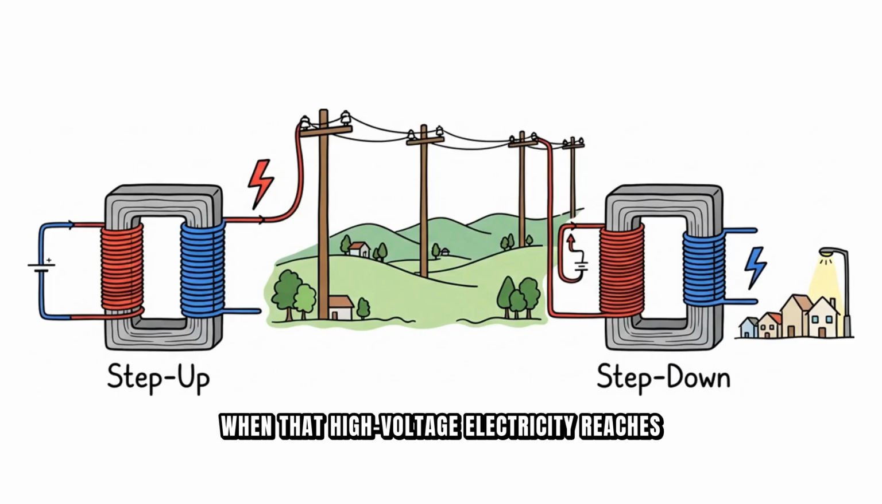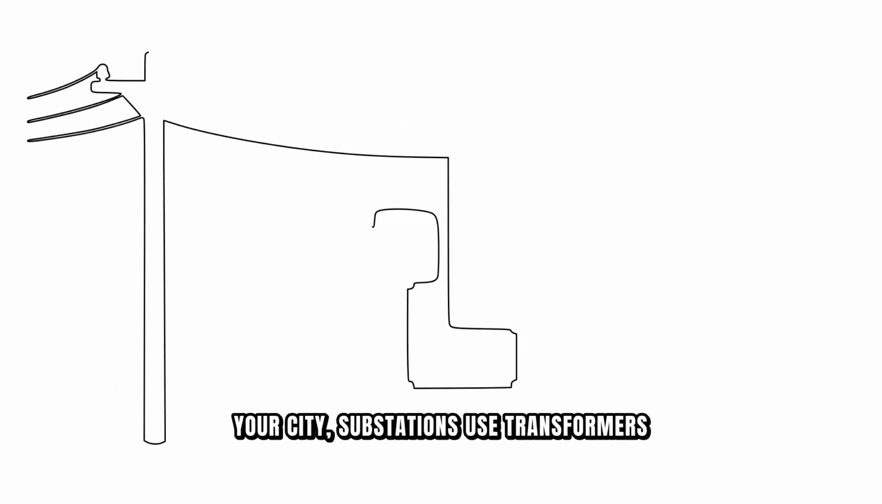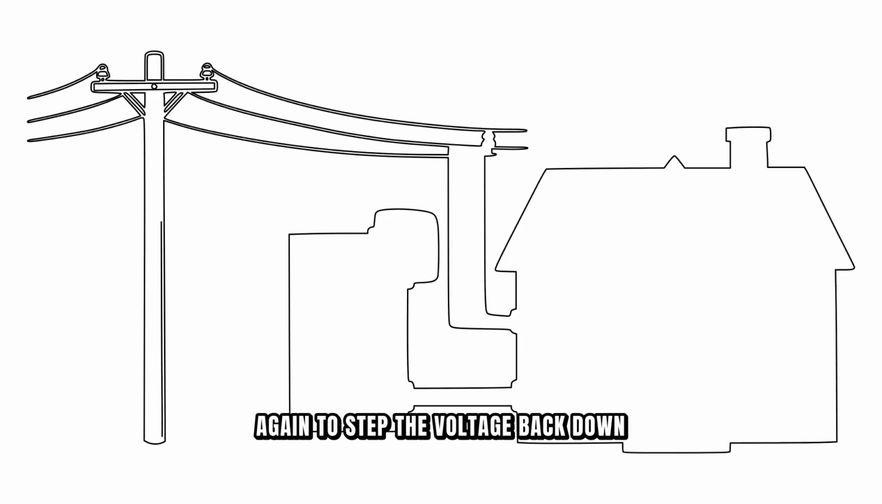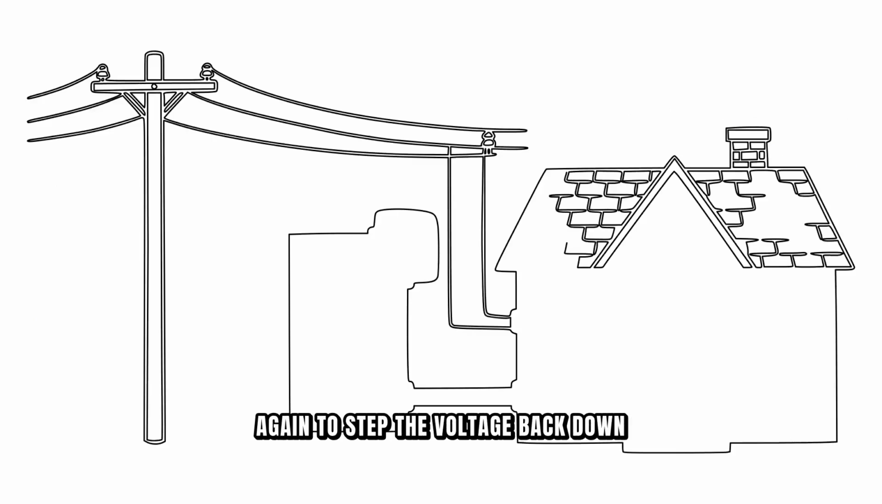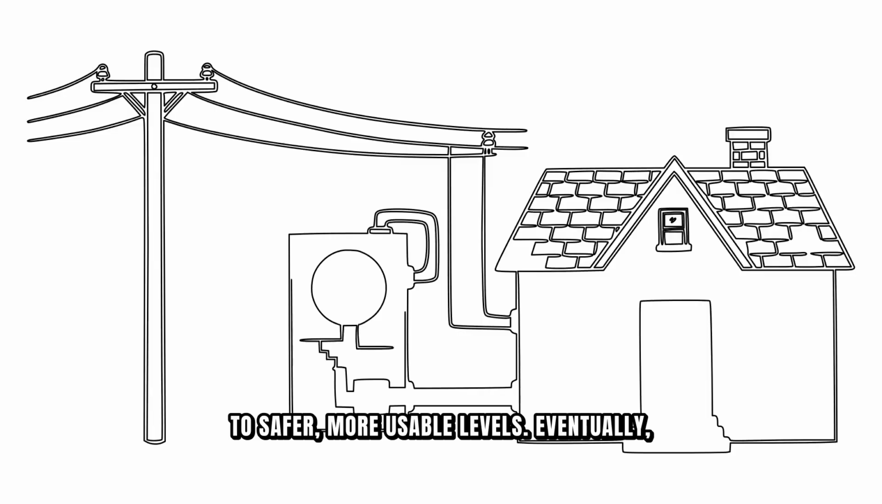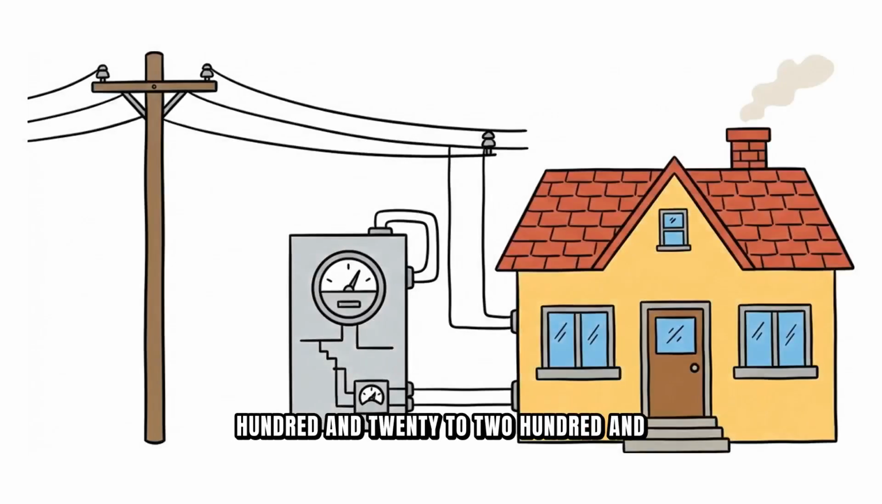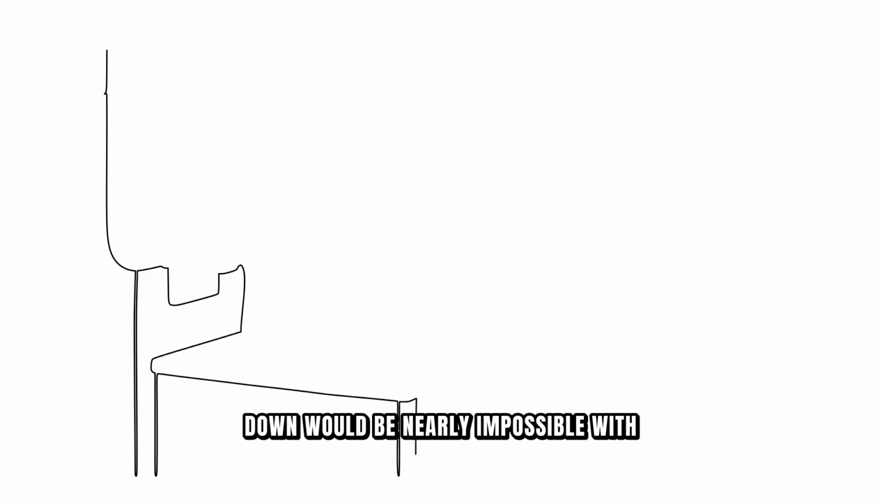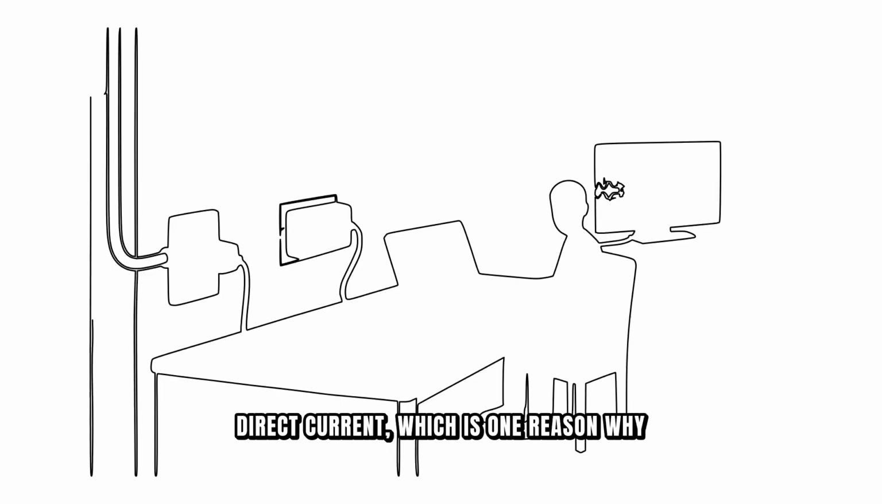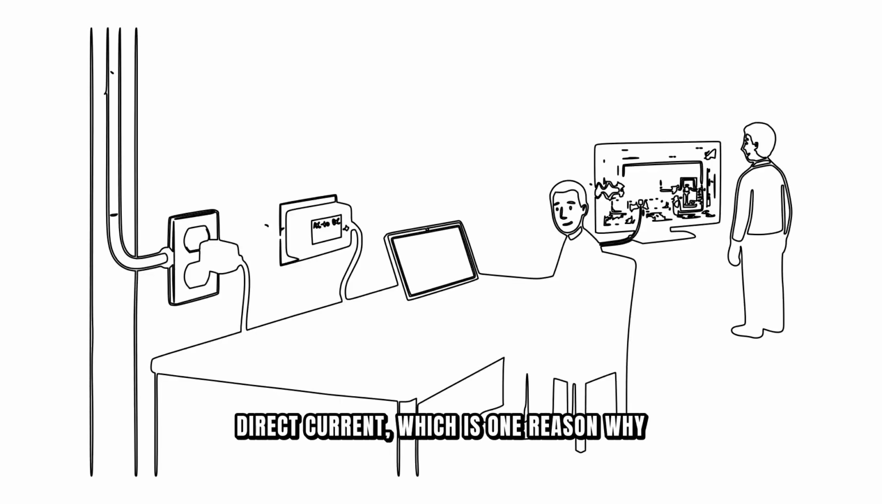When that high-voltage electricity reaches your city, substations use transformers again to step the voltage back down to safer, more usable levels. Eventually, it reaches your home at around 120 to 240 volts, depending on your country. This stepping up and stepping down would be nearly impossible with direct current, which is one reason why AC became the standard for the power grid.